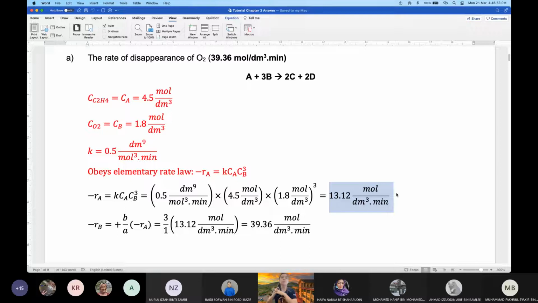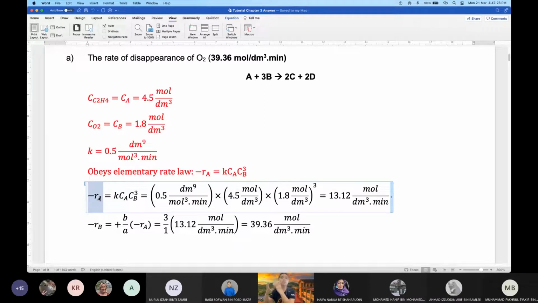Okay, so as I told you, one of the ways for you to check your calculation is to check your final answer punya unit and dimension. Okay, maksudnya because in the first place, you want to find minus RA. So minus RA ni kalau kamu ingat, dia adalah kadar kehilangan A terhadap masa. How much A disappear with time. So berapa banyak A tu kita measure in terms of concentration. So berapa banyak concentration A berubah dengan masa.